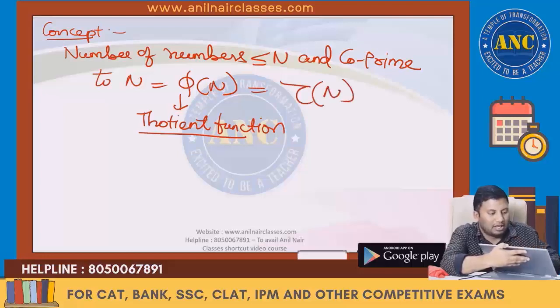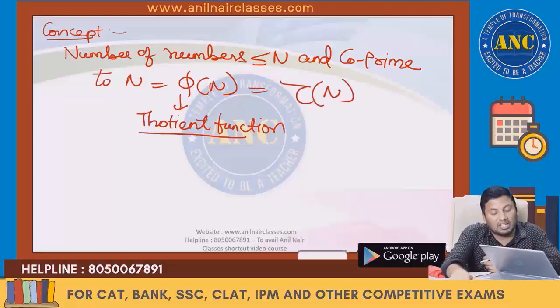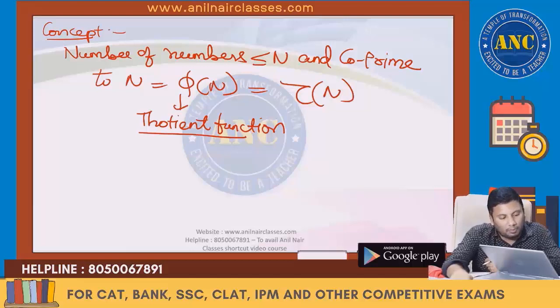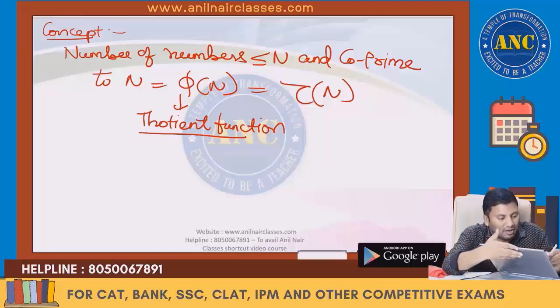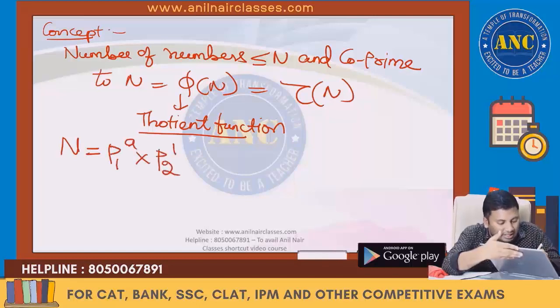The number of numbers less than or equivalent to n and coprime to n is given by the totient function of n. What is this totient function? We have discussed it in Euler's theorem. I will discuss it in detail.